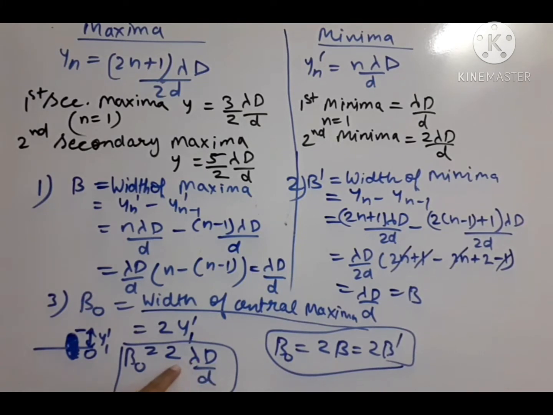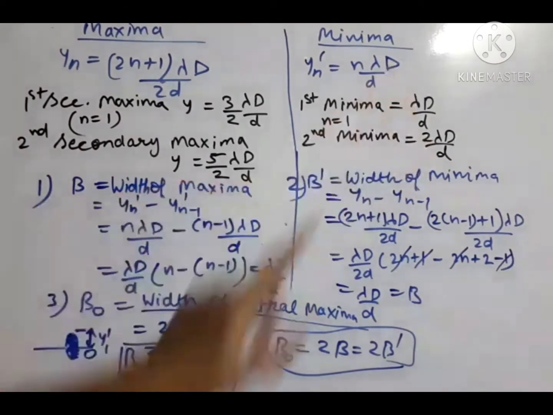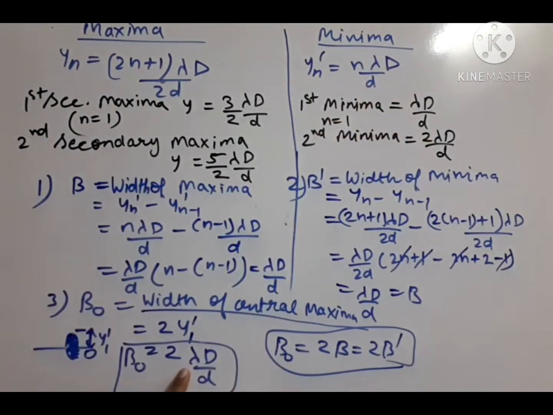Why has it become twice? You have understood already that where the central maxima is ending, there the first minima is starting. So the displacement of first minima, if we double it, we will get beta 0, that means the width of central maxima. That's why we doubled the first minima's displacement. First minima formula we had already prepared, that we had substituted here. So this way the conclusion has come.